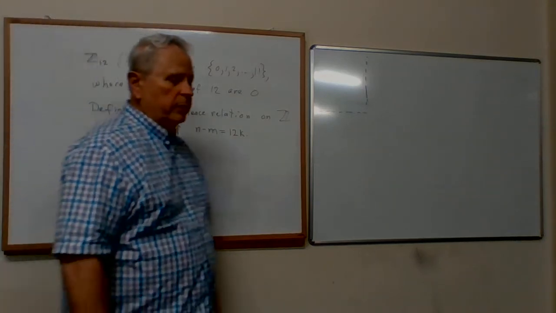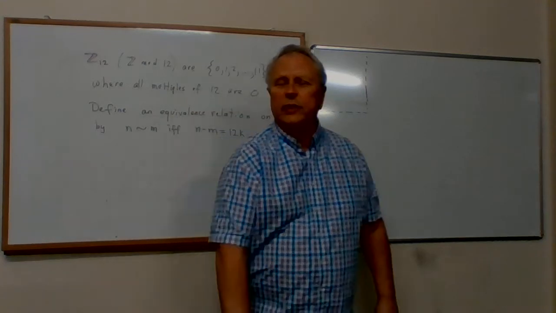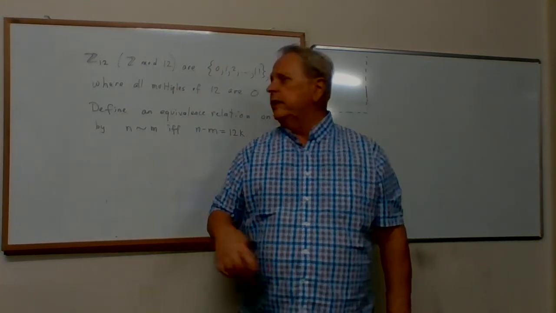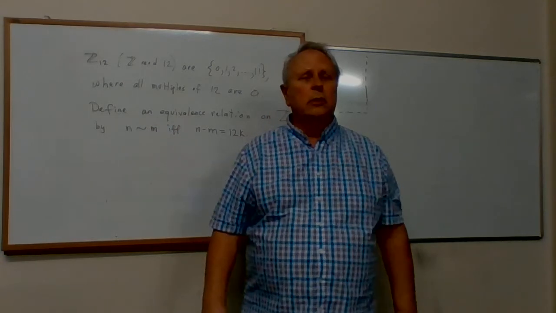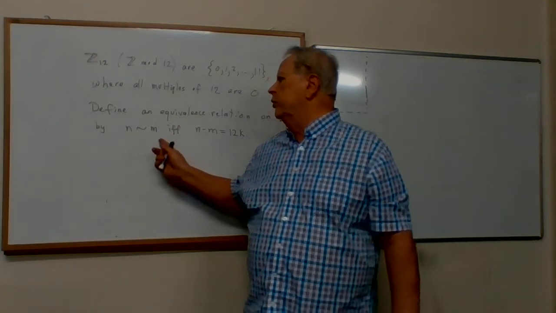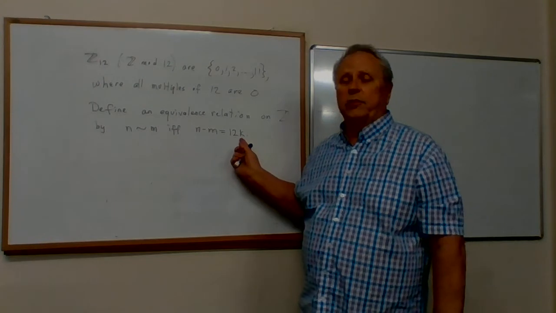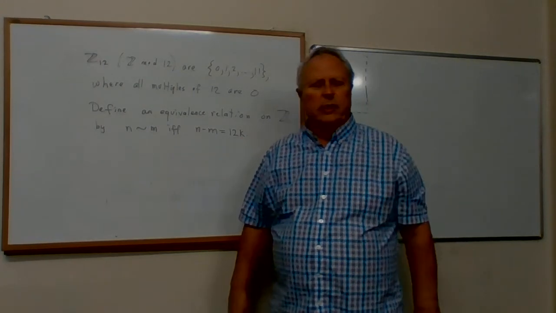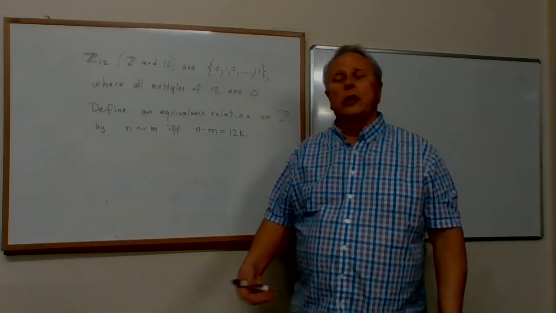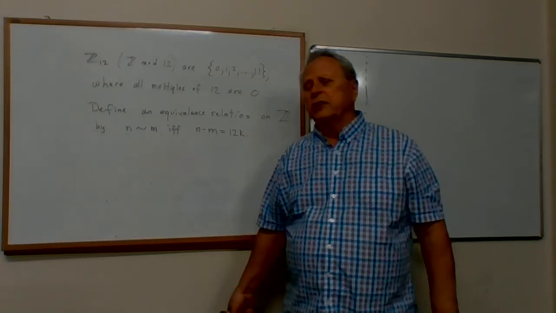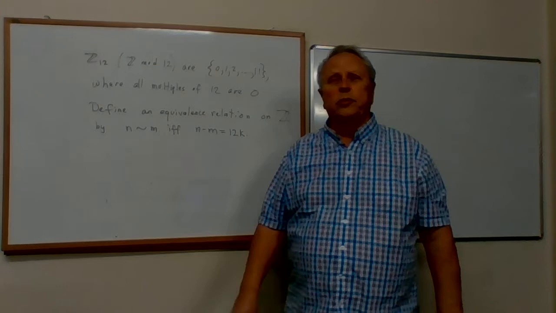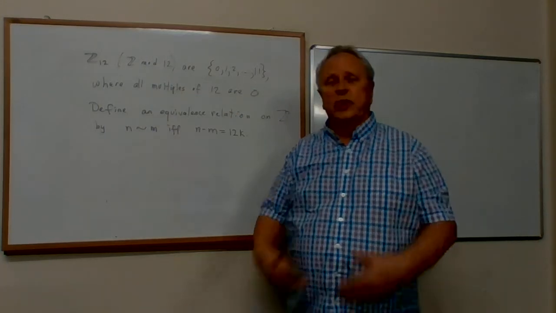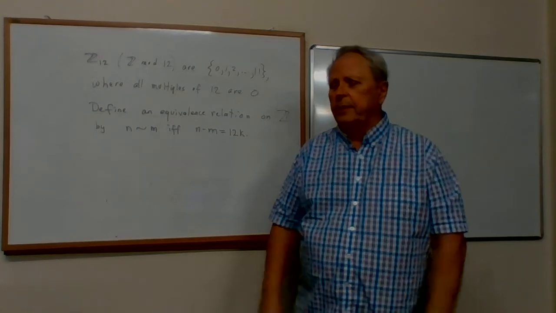So for example, think about the face of the clock, 15 and 3 are equivalent because 15 minus 3 is divisible by 12. In fact, it is 12. 27 and 3 are equivalent because 27 minus 3 is divisible by 12. And Z mod 12 has these several 0 divisors.